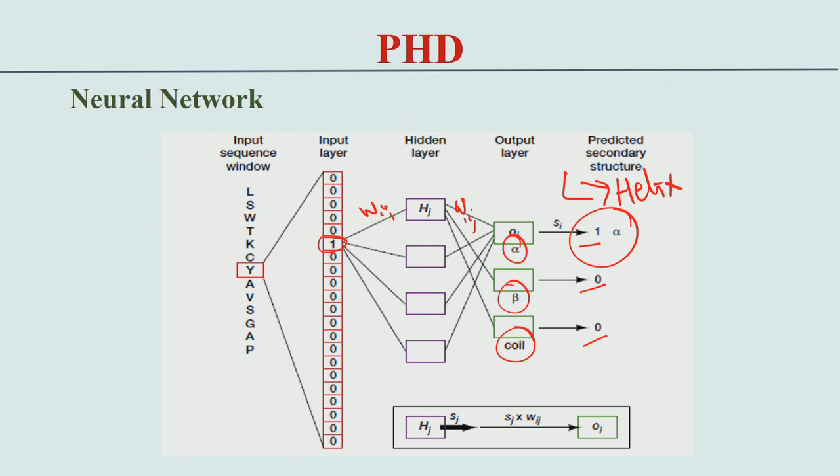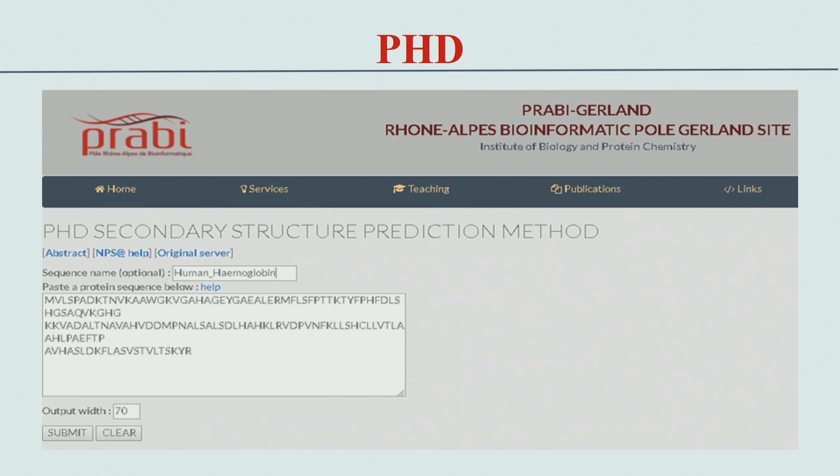So, likewise they do it for each residue. For example, if this residue is Y, you can see this as Y. For each residue we can get the probability, and from this probability you can see whether this can be helix or strand or coil. So, this is the server.